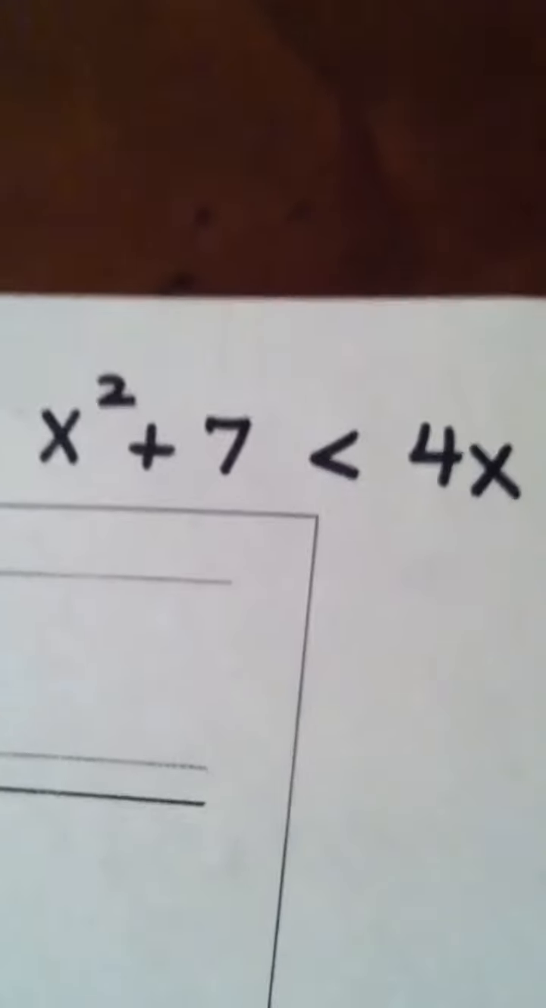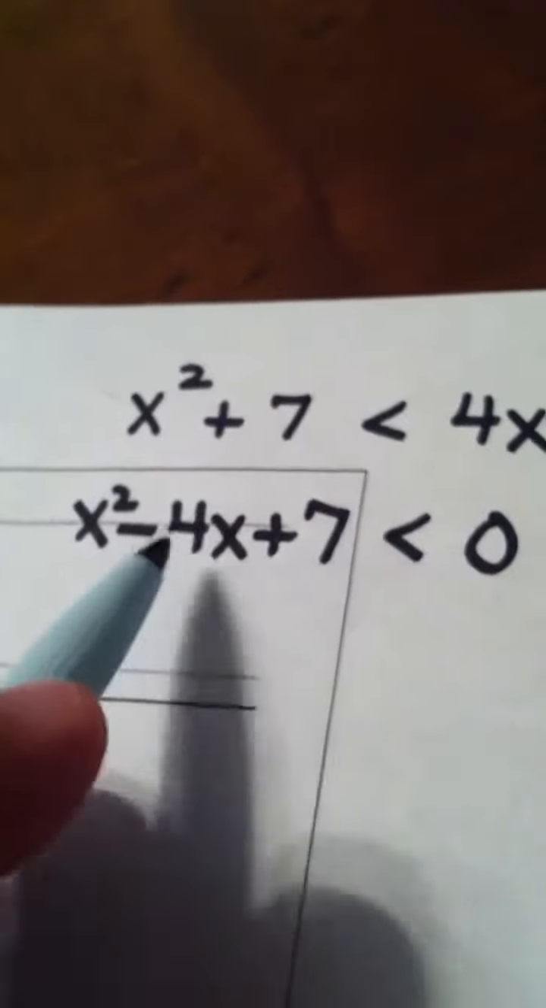Okay, ladies and gents, this is the next question we're working with. Here it is from the homework form: x squared plus 7 is less than 4x. I just made it a little bit bigger. The first thing I'm going to do here is subtract 4x from both sides. x squared minus 4x plus 7 is less than 0.